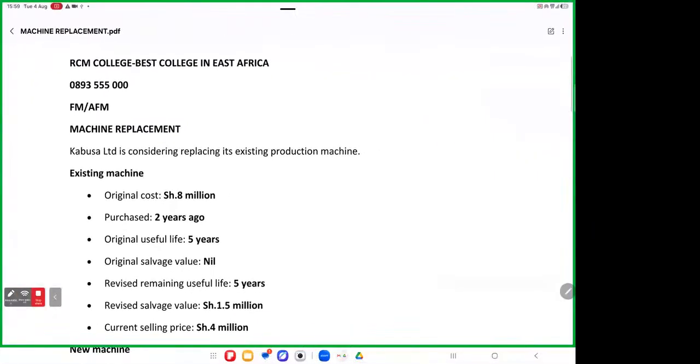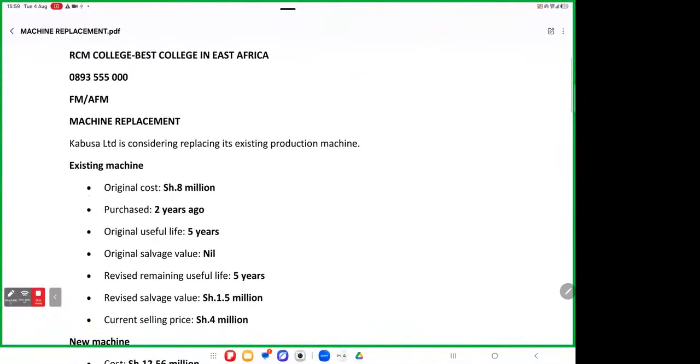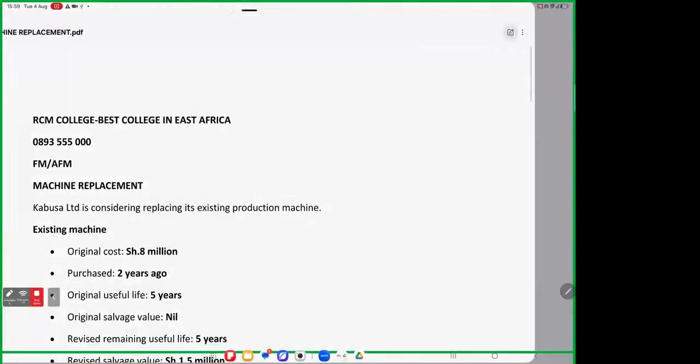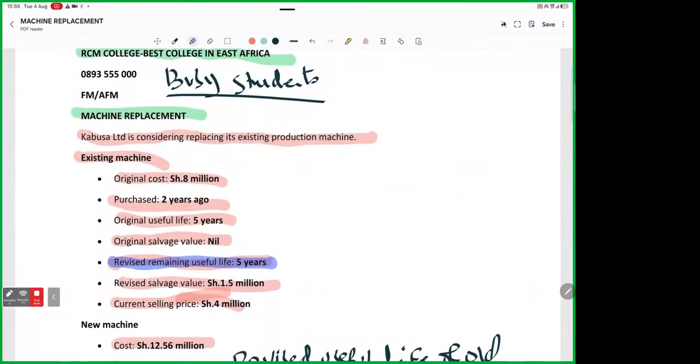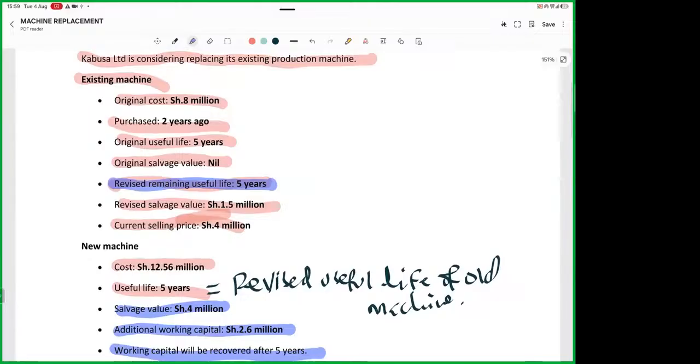Thank you so much. So this is the question I'm doing. We have here the existing machine, and we have a new machine that the board would want to bring on board to replace the existing machine. This is a very simple question that I should be able to get all the marks. How do I get started? And you can even memorize this.